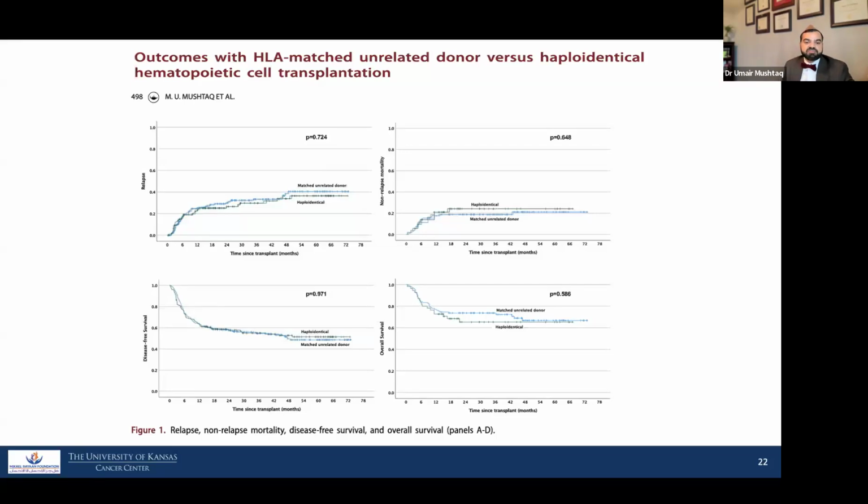Now, if you use PTCy-based prophylaxis also for matched unrelated donors, will that be slightly better? It's yet to be seen. I don't think all outcomes would be better. There may be some outcomes that could be better, but overall survival is looking essentially similar.